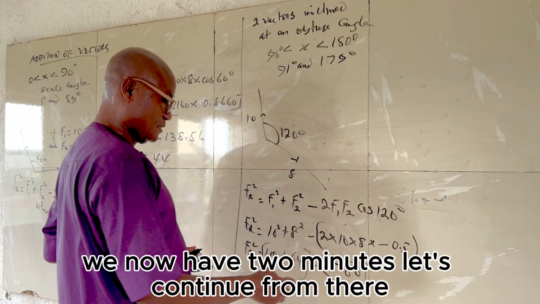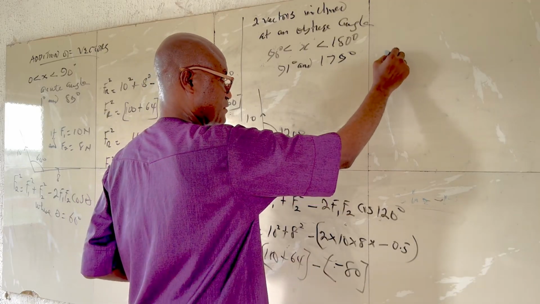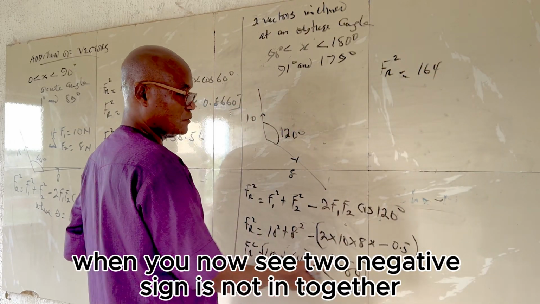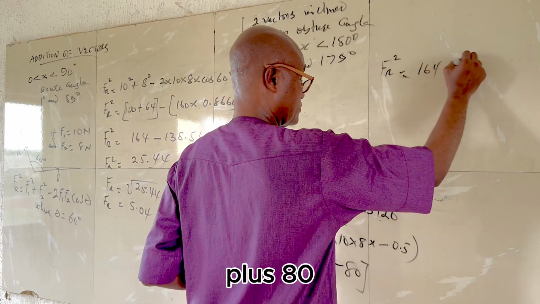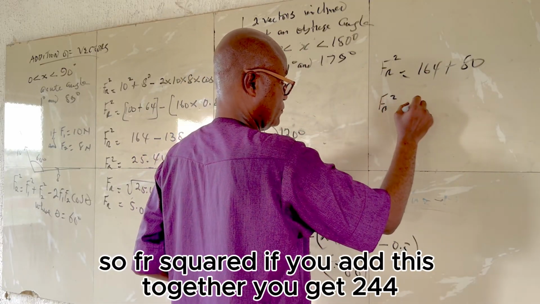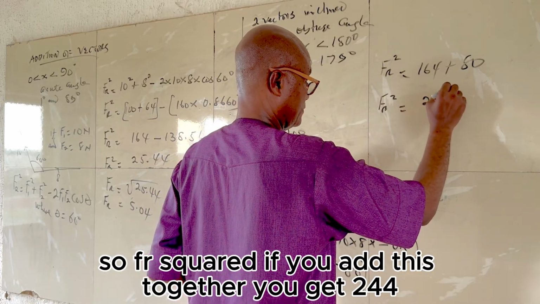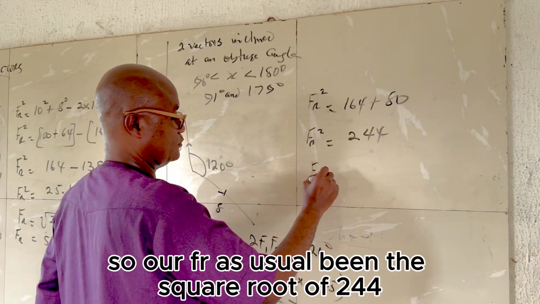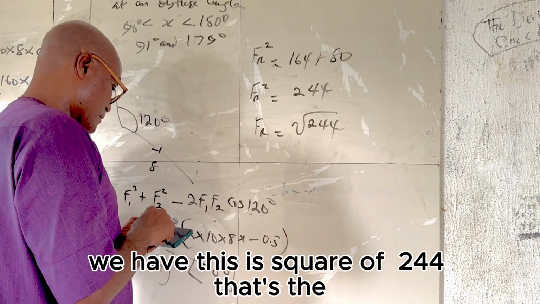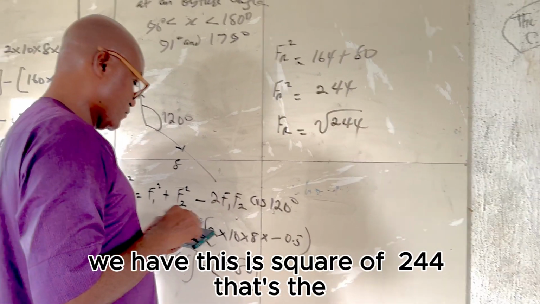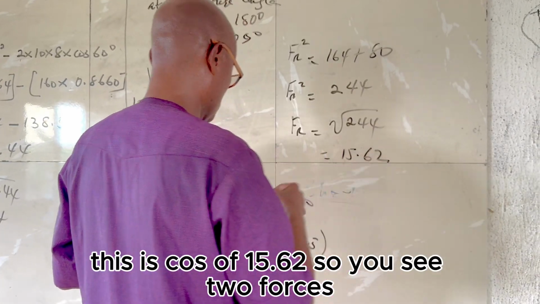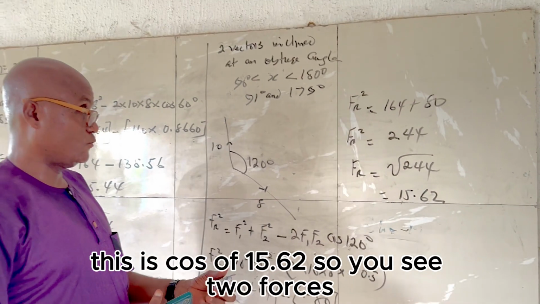Let's continue from there. So fr squared, the square of the resultant force, will be this 164 plus 80, because when you see two negative signs, you add them together. That's where the difference is from the other one. So fr squared will give you, if you add this together, 244. So our fr, as usual, will be the square root of 244. And what do we have? The square root of 244 is equal to 15.62.